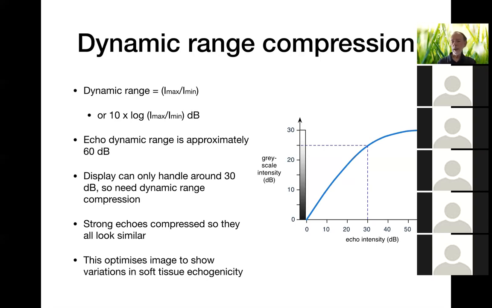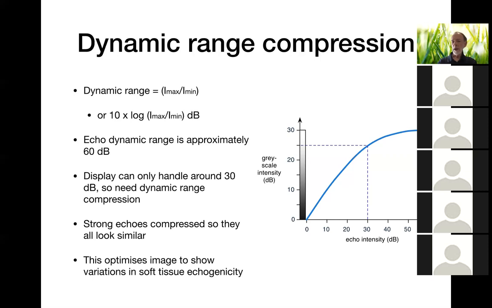On the horizontal axis, we've got the echo intensities spreading over a total range of 60 decibels. On the left-hand end is the weakest echo the machine can detect. On the right-hand end is the strongest echo it's going to receive. On the vertical axis, we've got the brightness on the display. Again, a logarithmic scale in decibels.